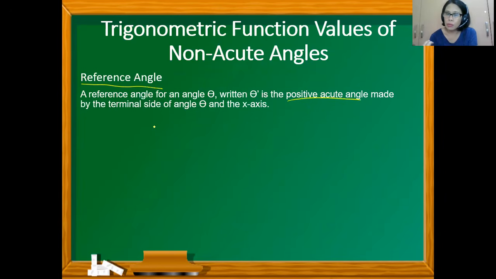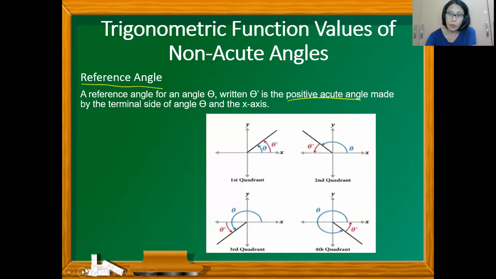So a reference angle is a positive acute angle which is composed of the terminal side of angle theta and the x-axis. Now, working on each terminal side located on each quadrant, we have an angle theta and the location of the reference angle. If the terminal side of theta is on the first quadrant, theta itself is the reference angle.